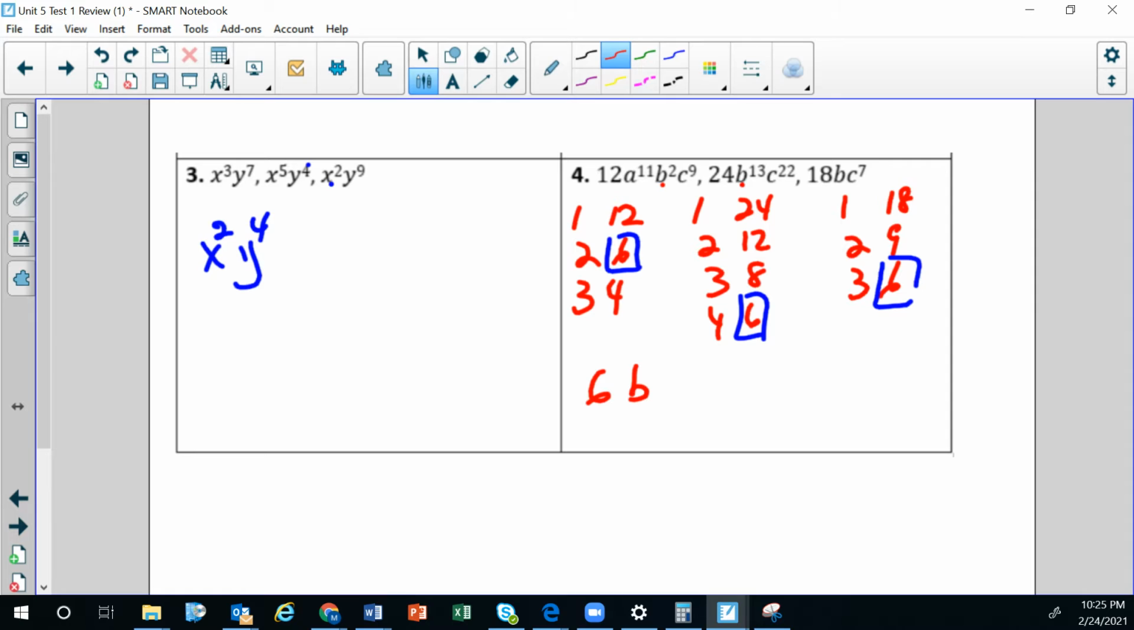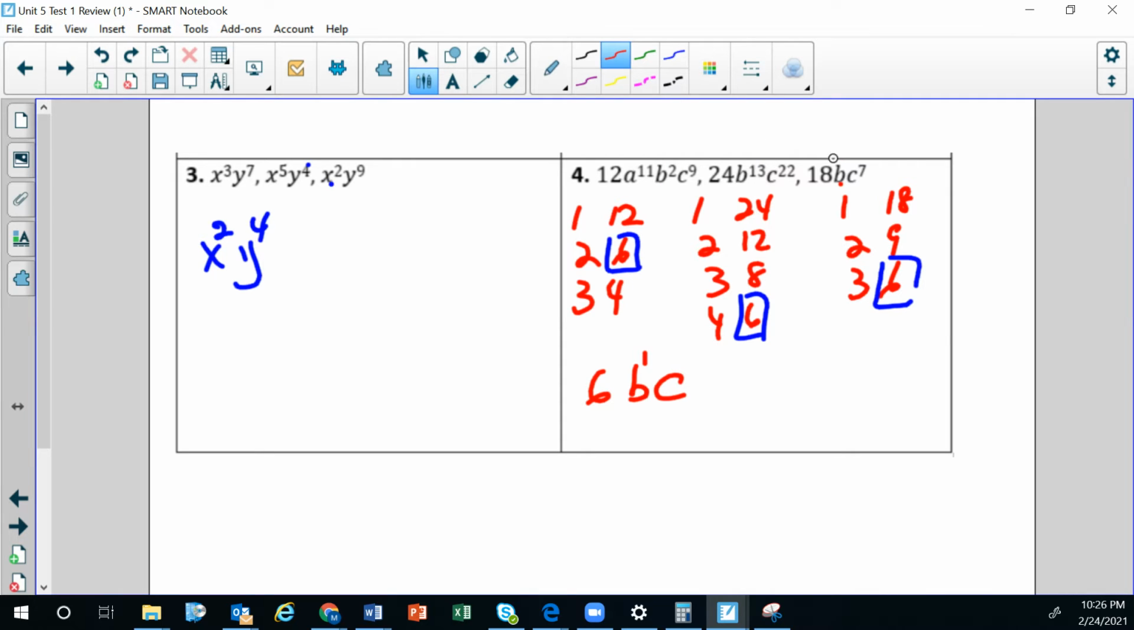There's a B here, a B here, and a B there. What about C? Yes, C appears in all three. Now let's look at B. We're going to see what is the lowest exponent for the B's. We have a B squared here, a B cubed, and a B to the 1. So B to the 1, right? That's my lowest exponent. All right.